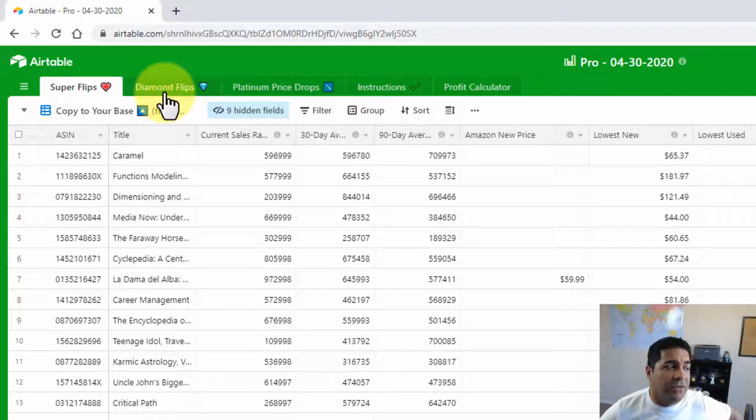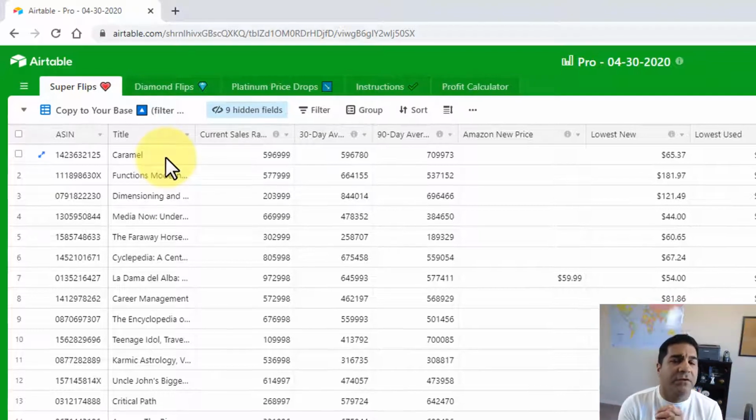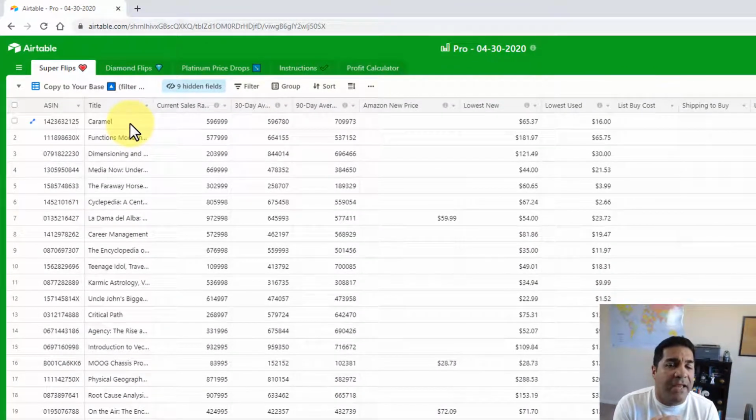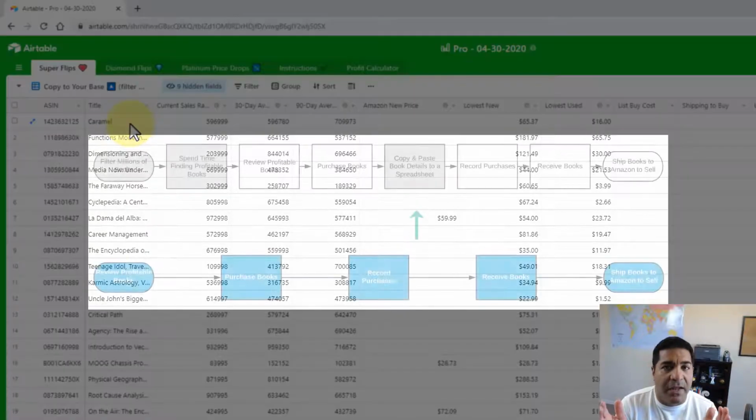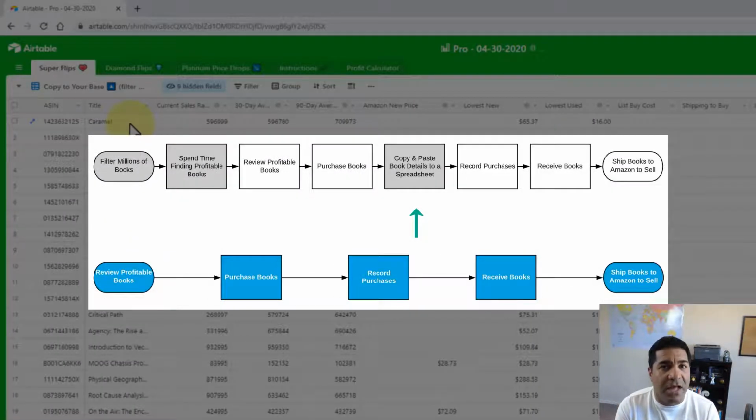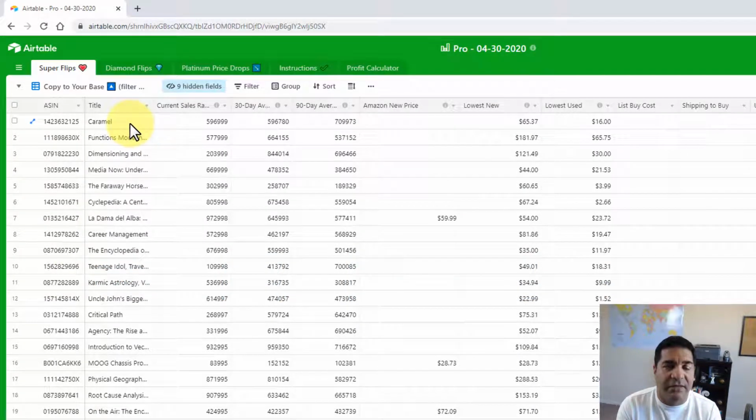We have other videos on using diamond flips and platinum price drops and super flips using option number two. But in this video, we're going to talk about option number one. Now, let me just say this about option one. If you recall in the welcome video, we've got that diagram, and a lot of people in this business copy and paste something into a spreadsheet. And what a lot of customers have said to me is, I've got this system, I've been doing it for a long time, I like doing it this way, it works for me. I said, okay, great. They said, just show me, I just want the data, let's just keep it simple. So that is what we're doing in this option.